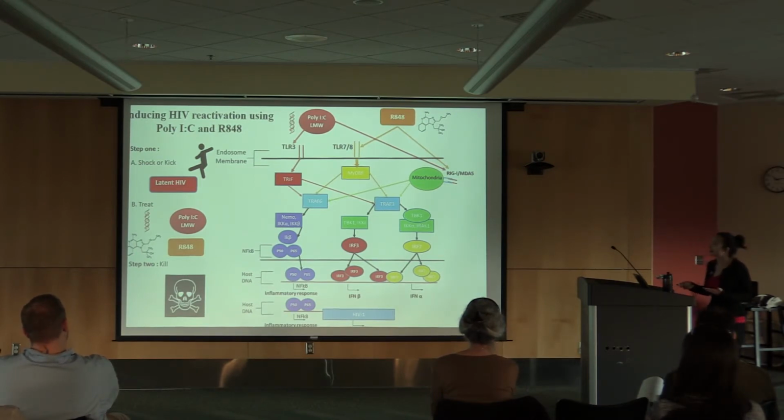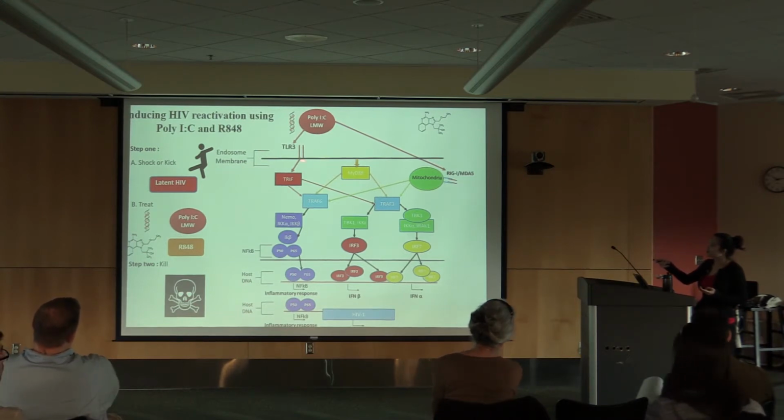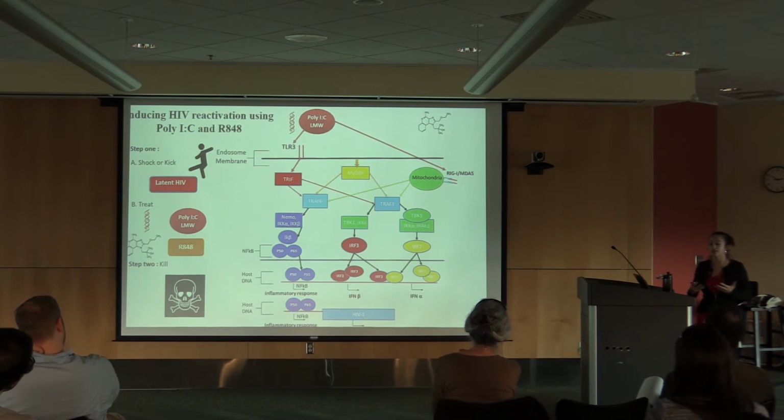So in particular, in my research, I focused on a double-stranded viral RNA mimic, so it's a fake type of viral RNA. It's called poly-IC, and there are two forms with different weights, low molecular weight as well as high molecular weight. It is sensed through TLR3, which is a receptor that is able to internalize this signal and indicate to the cell, oh, we are under attack, we need to wake up and produce an immune response.